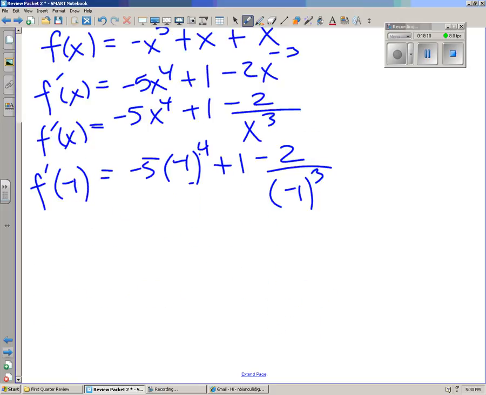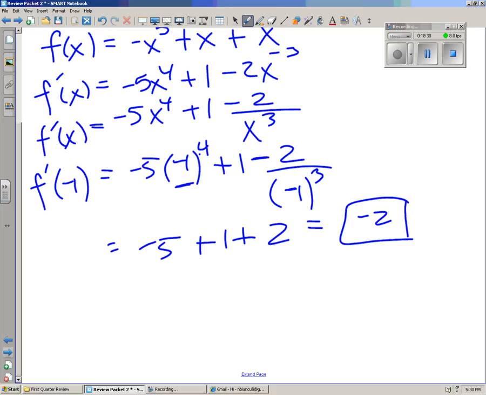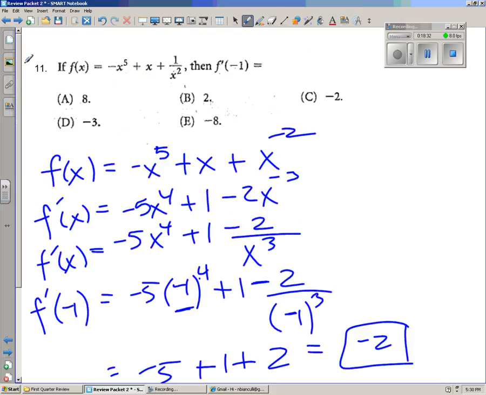Important. -1 to the 4th is 1 times -5 is -5. Another important thing, we have plus 1, and then -1 cubed is -1, but we're subtracting, so this becomes a positive 2. And now we get -5 plus 1 plus 2, which is, well, that's just -5 plus 3, which is -2. Final answer is -2, choice C.